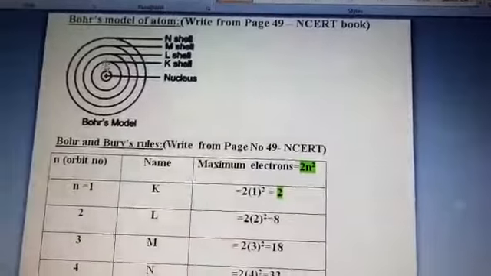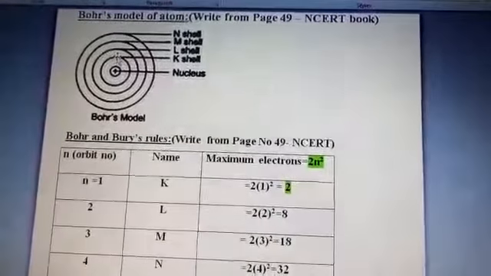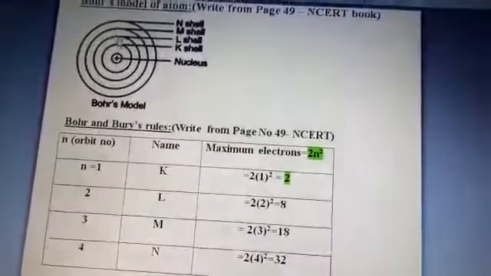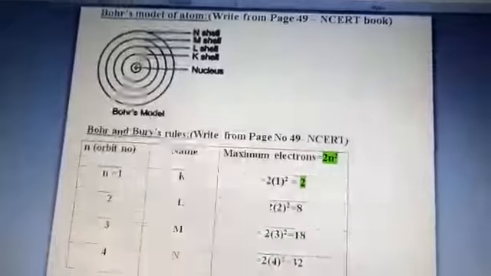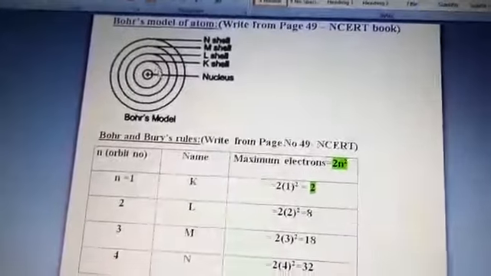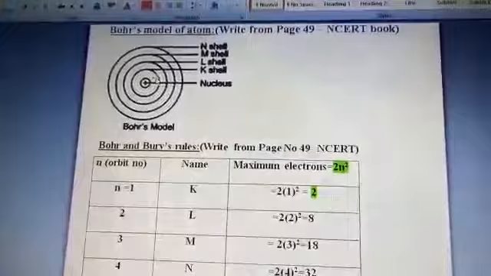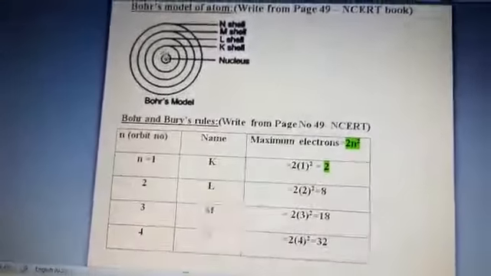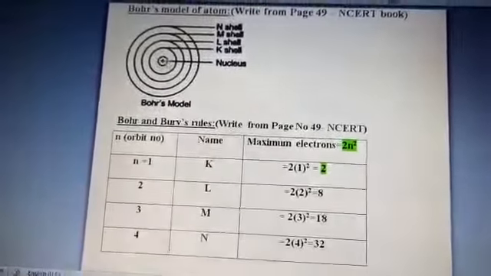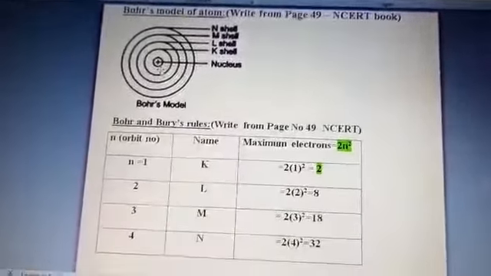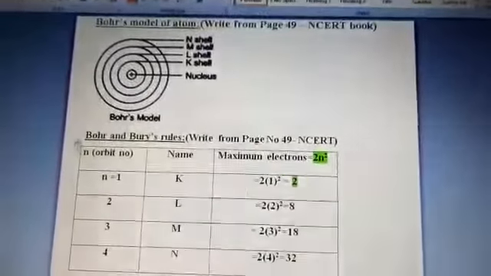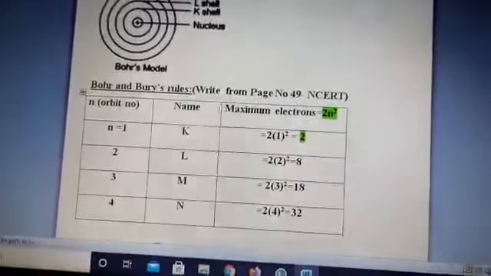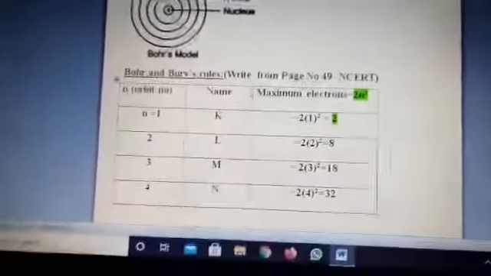Now, each orbit has a definite amount of energy. When an electron is moving around in an orbit, the electrons do not radiate energy. What I mean to say is, the K shell electrons will have the same amount of energy, L shell electrons will have the same amount of energy, and so on. So, this is Bohr's model. Please learn the postulates from the book. Now, the next thing is Bohr and Bury's rules, which are also very important from the examination point of view. You might get a question.